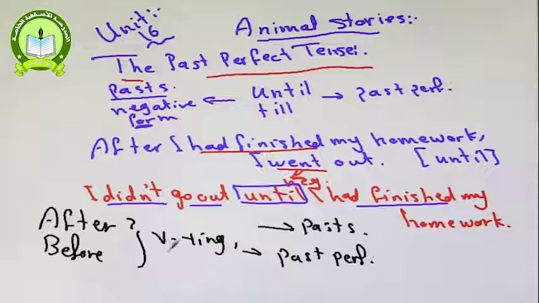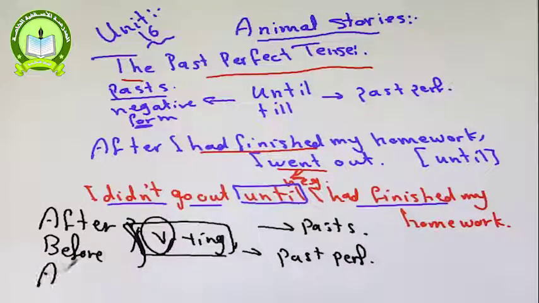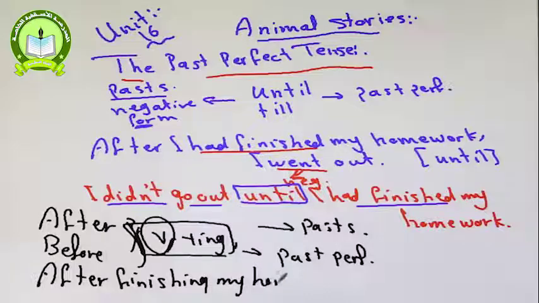When there is no subject, I don't have a subject here, not after I, no, I don't have a subject here. If after and before are not followed by a subject, they are followed by verb plus ing. For example, after finishing my homework, I went out.